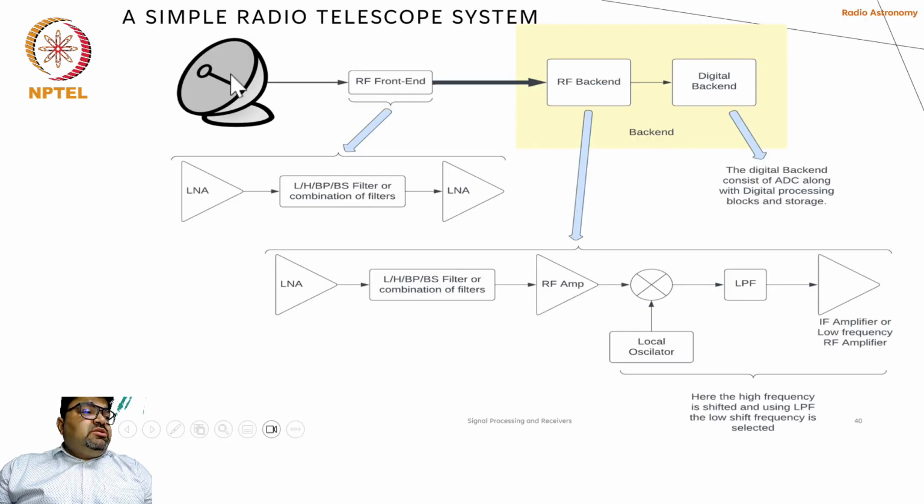A typical radio telescope looks like this: a telescope, then the front-end electronics, which is typically near the telescope itself. Then a long wire connection or OFC connects to some back-end area where you keep another set of electronics, the receiver back-end, and then the digital back-end at the end. The front end is made of LNAs mostly, with some filter combinations. Similarly, the back-end has several filter combinations, some LNAs, an RF amplifier, a local oscillator for the mixer, and the low-pass filter at the end.